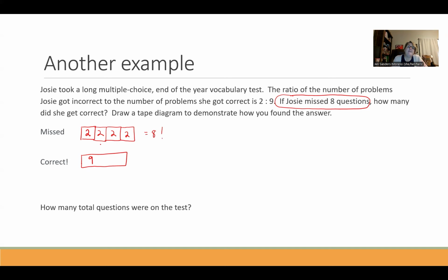Woo! Okay, but again, what we want our students to logic through is that they had to draw 3 more pieces. So that means we're going to draw 3 more pieces. Yes, they could just take 9 and multiply it by a total of 4, but they did say to solve it with tape diagrams. So we're going to draw the picture. And when I add all of these up, I get 36. So Josie missed 8. She got 36 correct.